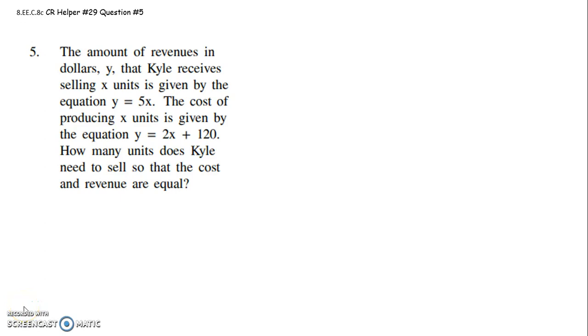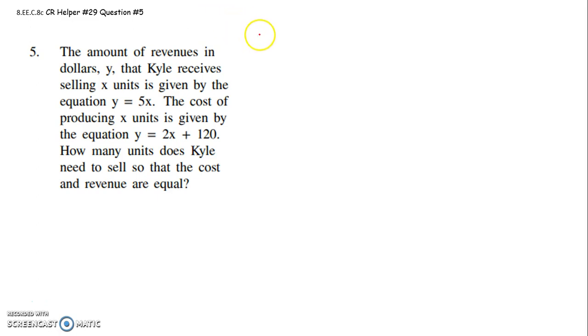Eighth graders, this is to help you with question 5 on CR 29. It says the amount of revenue in dollars, Y, that Kyle receives for selling X units is given by the equation Y equals 5X. So he brings in $5 for every one he sells. The cost of producing those X units is given by Y equals 2X plus 120. How many units does Kyle need to sell so that the revenue and cost are equal?